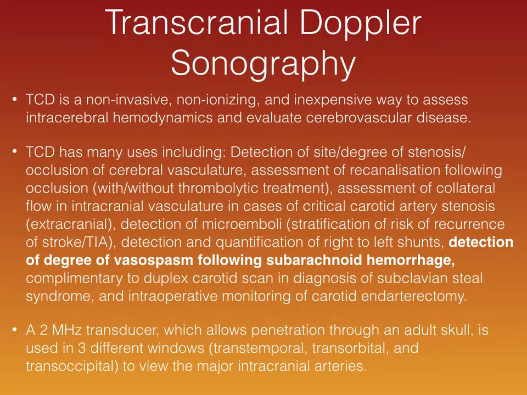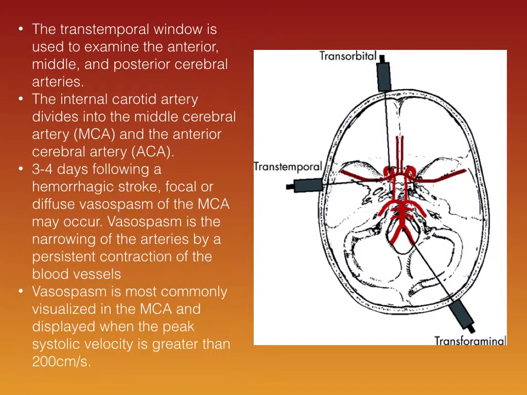Transcranial Doppler sonography is a way to assess intracerebral hemodynamics and to evaluate for cerebral vascular disease. So it has many uses, but the one that we're looking at is the detection of degree of vasospasm following subarachnoid hemorrhage. So a 2 megahertz transducer is used, which allows penetration through an adult skull, and there are 3 different windows that can be used to view the major intracranial arteries: transtemporal, transorbital, and transoccipital. So this is a picture of the 3 windows.